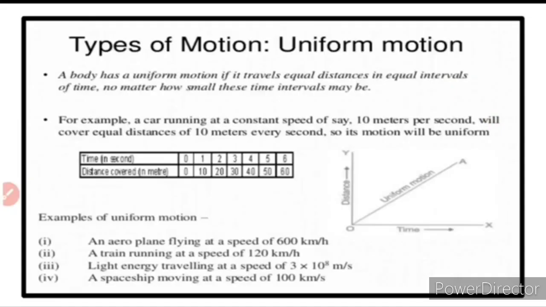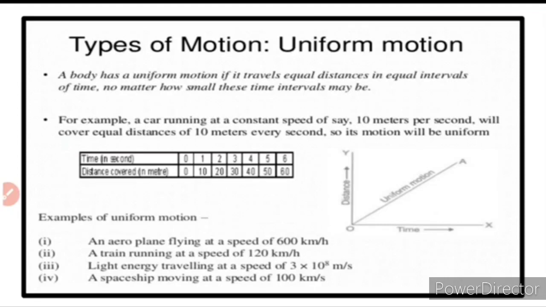Now coming to uniform motion and non-uniform motion. I hope you are familiar with these terms. A body is said to be in uniform motion if it travels equal distances in equal intervals of time along a straight line, however small these intervals may be. So if it covers equal distances in equal intervals of time, we say the body is in uniform motion.